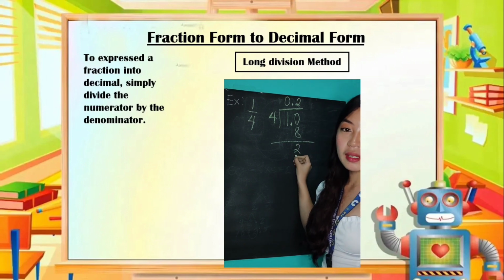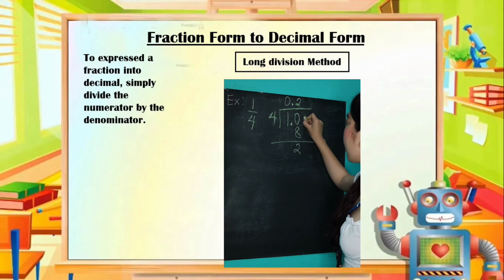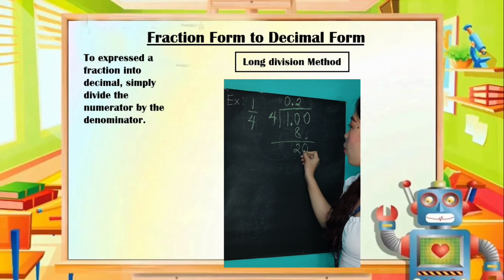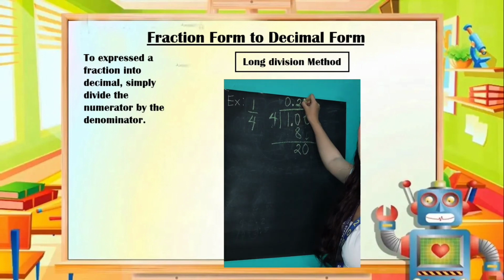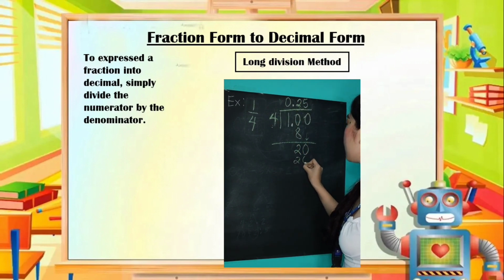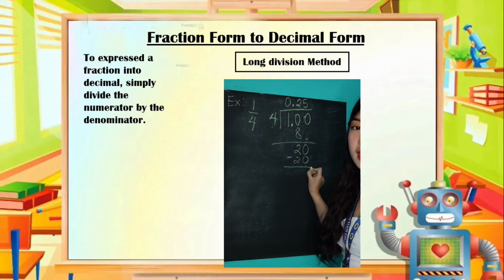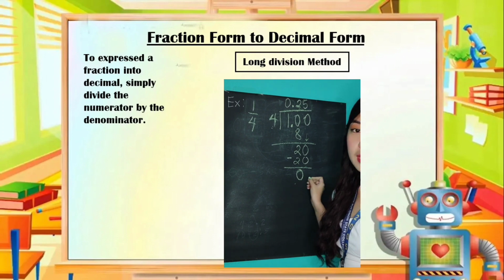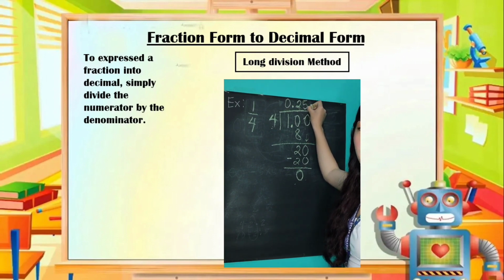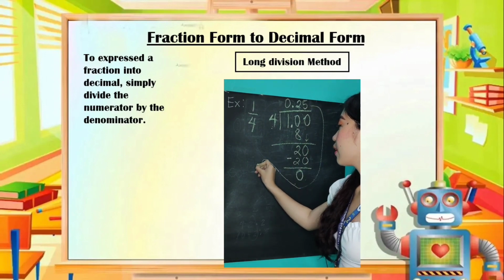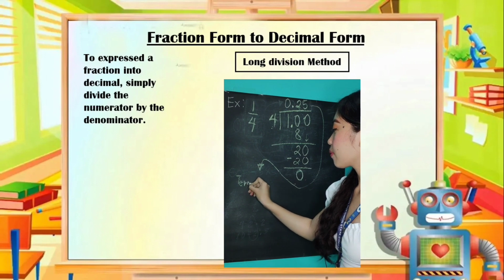Since there is still a remainder, which is 2, we need to add 0 again. Then bring it down. So this becomes 20. So 20 divided by 4 is 5. So 5 times 4 is 20. And 20 minus 20 is 0. The division ends and it ends with 0. Therefore, 0.25 or 25 hundredths is considered a terminating decimal.